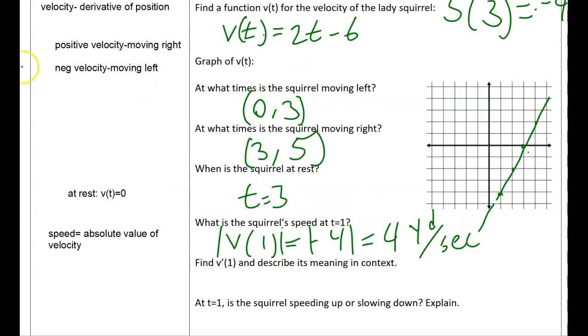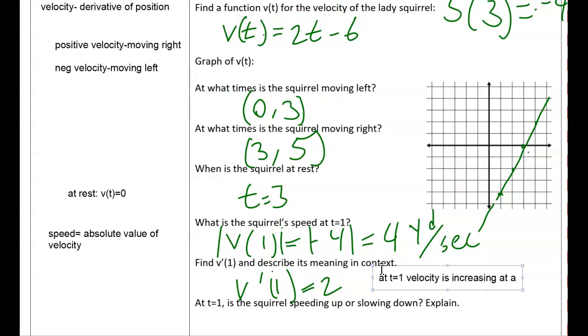And then here comes one more, v prime of 1. Well, the derivative of v is 2, so v prime of 1 is 2. And my interpretation would be, at t equals 1, well, this is the rate of change of velocity, right? At t equals 1, the squirrel's velocity is increasing at a rate of 2 yards per second squared. So if you've taken physics, that's going to sound familiar. This is called acceleration. It's the rate of change of velocity. Okay, so that's our fourth definition now.